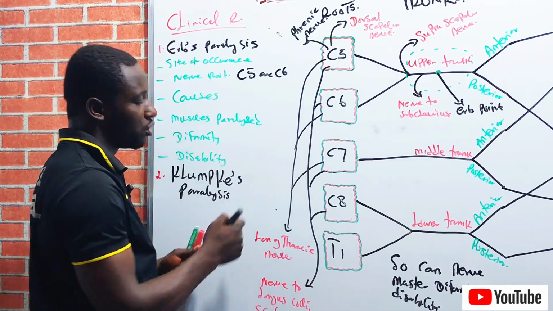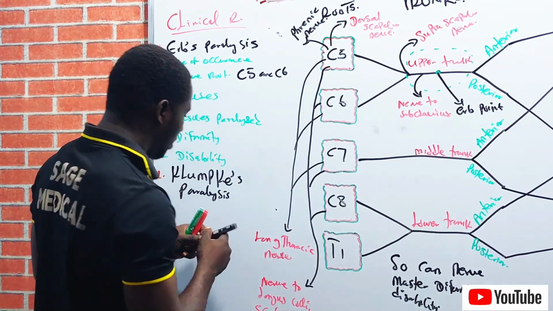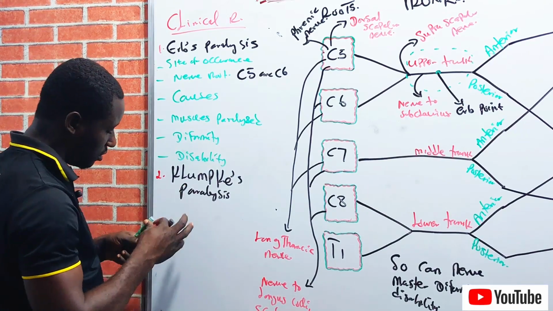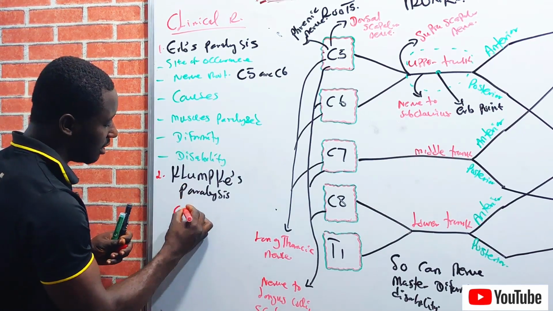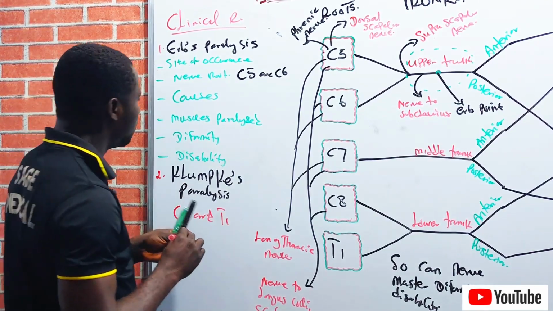What are the nerve roots? It is C8 and T1, the nerve roots. The nerve root is C8 and T1. That's the nerve root of Klumpke's paralysis. C8 and T1 is the nerve root.